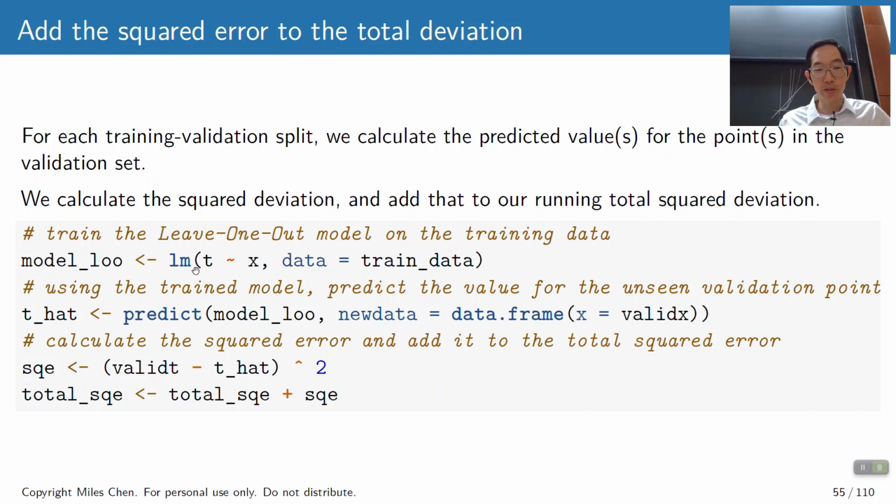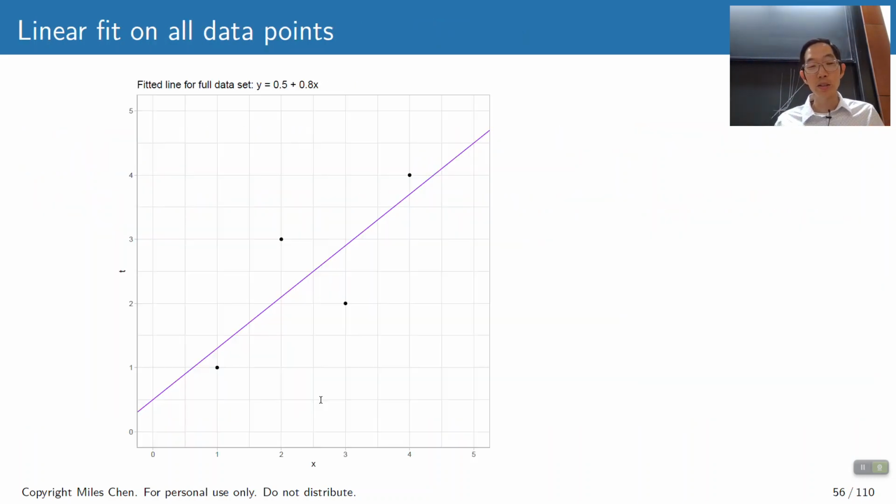Here's the process I do. Predict t based on x just on the training data. Now make a prediction using my validation x, then take the difference between my prediction t hat and the actual validation point, square it, and add that to the total squared error. So it started off as 0, and basically this thing is now 1. My squared error here is 1. We're going to add that, so my total squared error so far is the number 1.